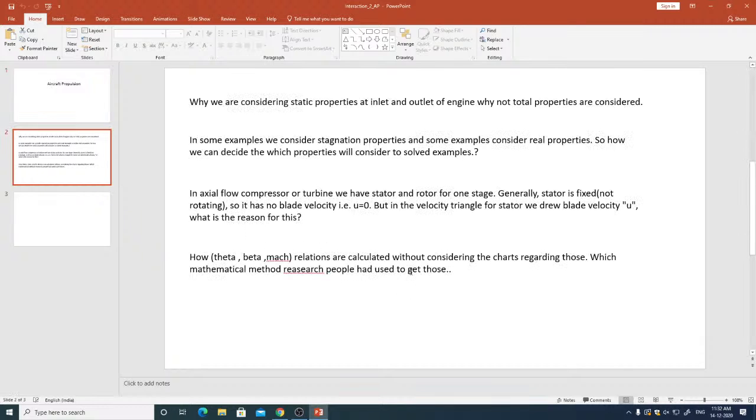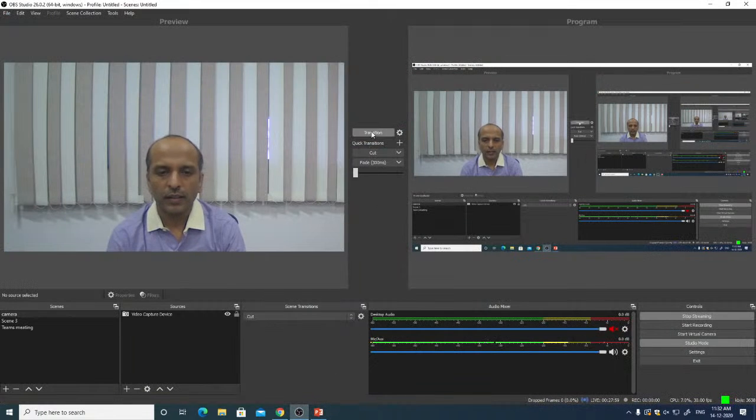The first question states: why are we considering static properties at the inlet and outlet of the engine, and why are total properties not considered? We can consider static properties at inlet and outlet, that is not a problem. But first we have to understand why we are considering static or total properties. Basically, the whole problem of aircraft engines can be completely solved with static properties. Frankly speaking, we would not need total properties if we assume certain things and then account for certain losses in that.